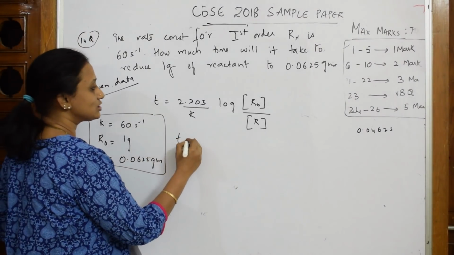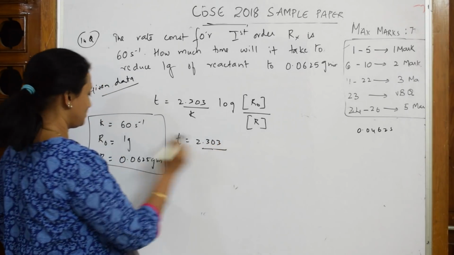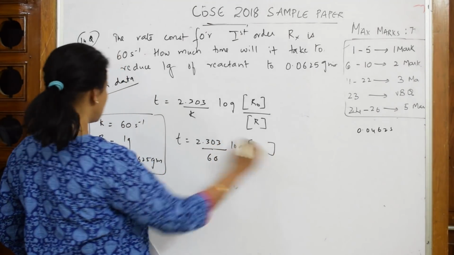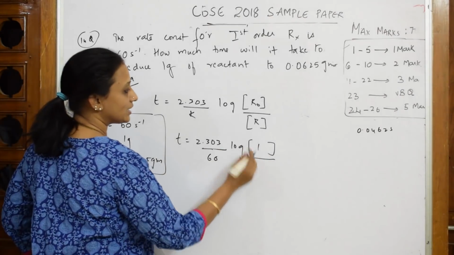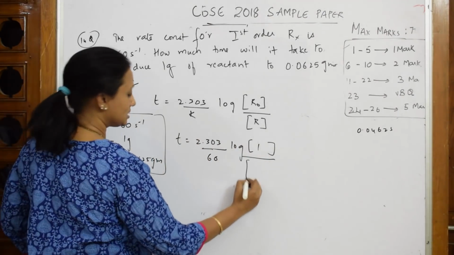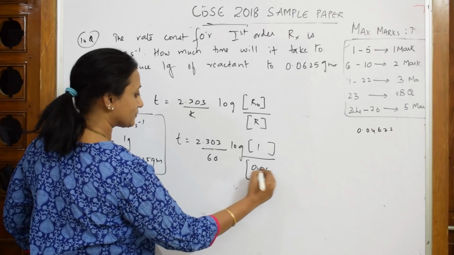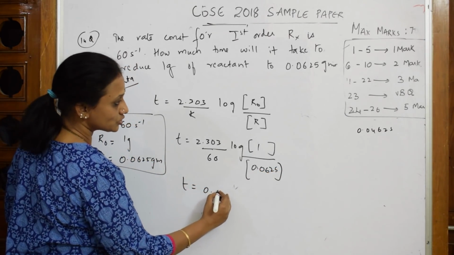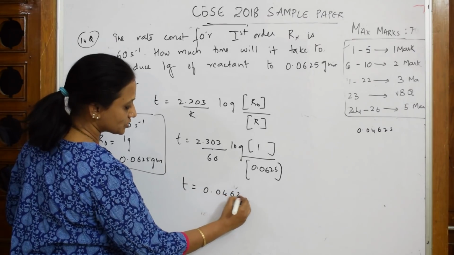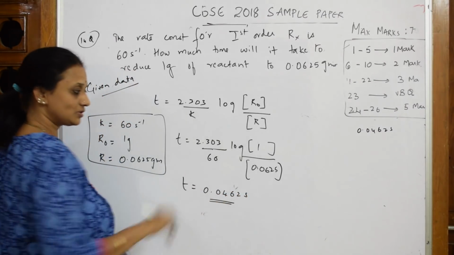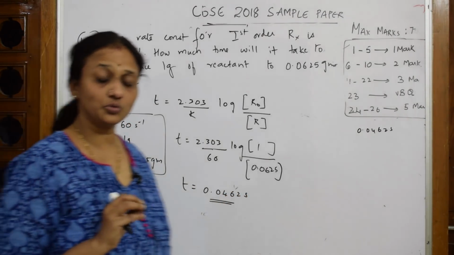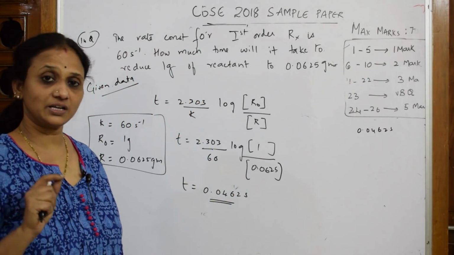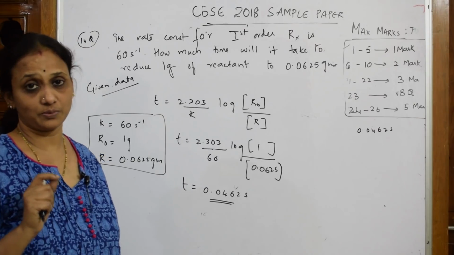Right. T is equal to 2.303 by how much is K? 60 log of how much is R0? 1 divided by what is R? It is 0.0625. So when you solve this, you get T value equal to 0.0462 seconds. So this is your answer. I already showed you how to do log value, log A by B. Okay, please see that video where I showed you how to solve log problems.